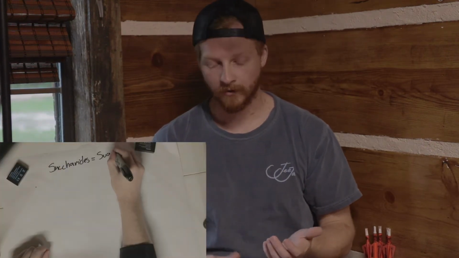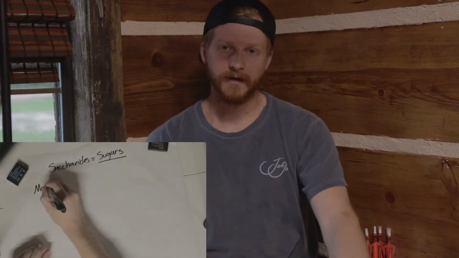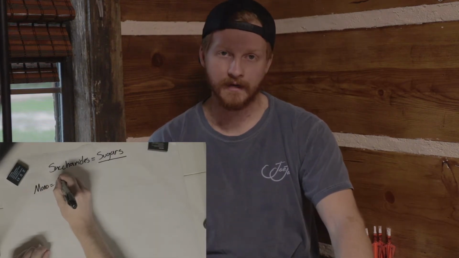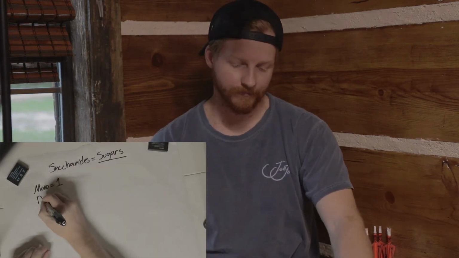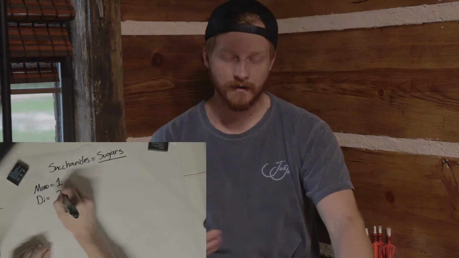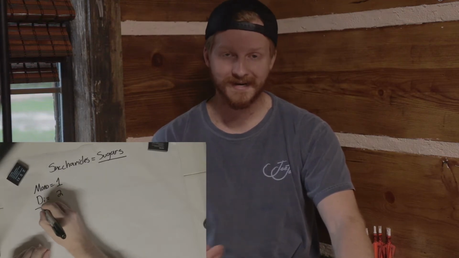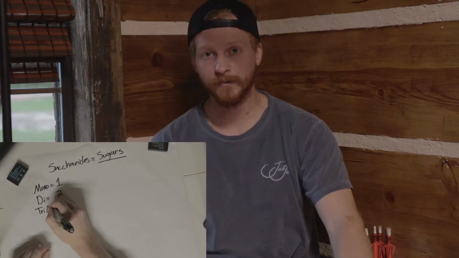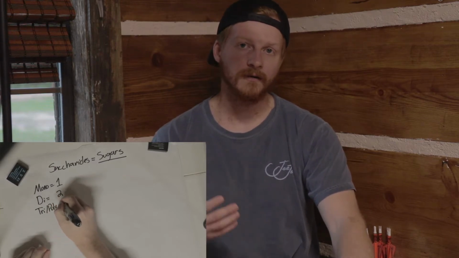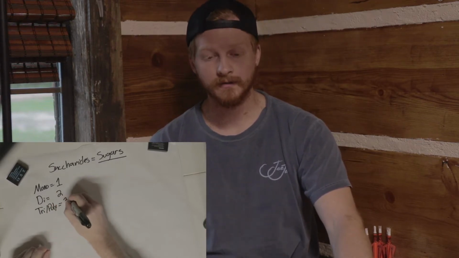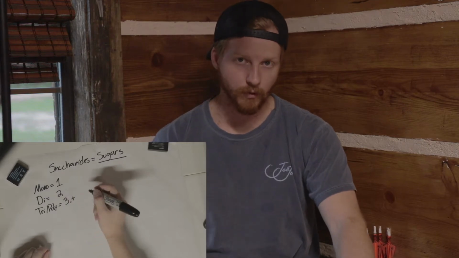Alright, so technical term, we got saccharide, and those are sugar molecules. So anything you see with saccharide at the end of it, it's going to be a sugar. You got monosaccharide, that equals 1. You got disaccharide, which is 2. And then you have tri/polysaccharide, which is 3 or more.